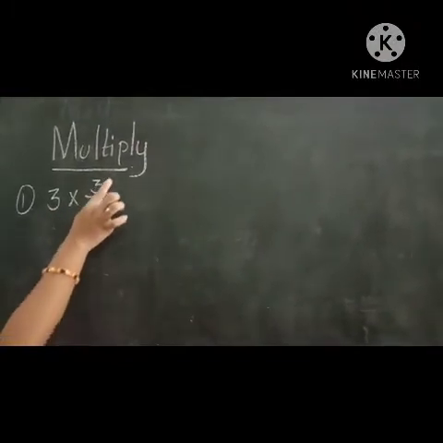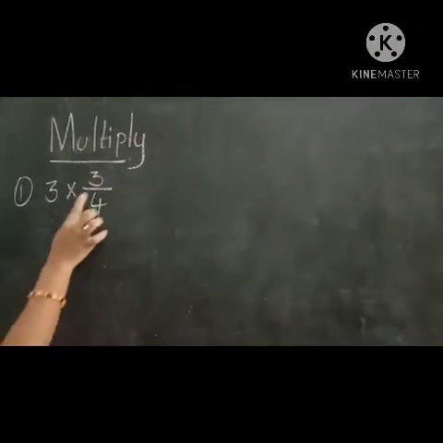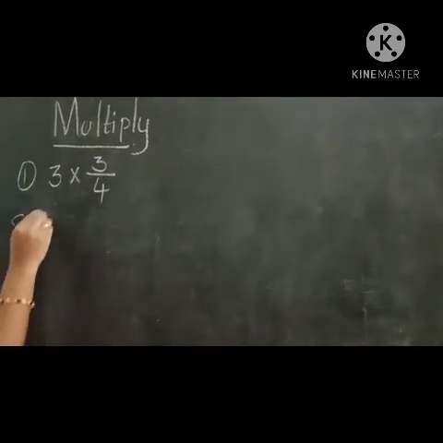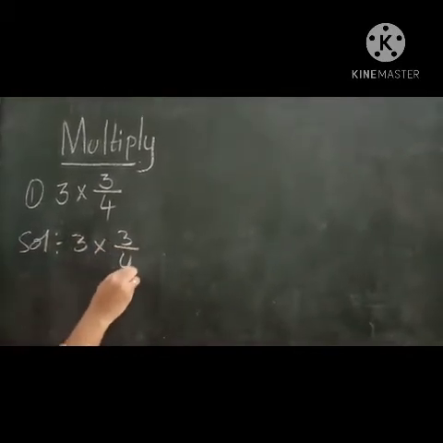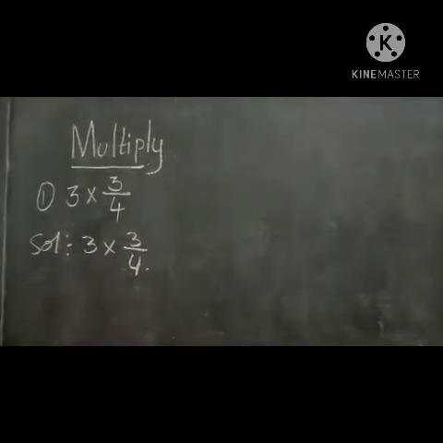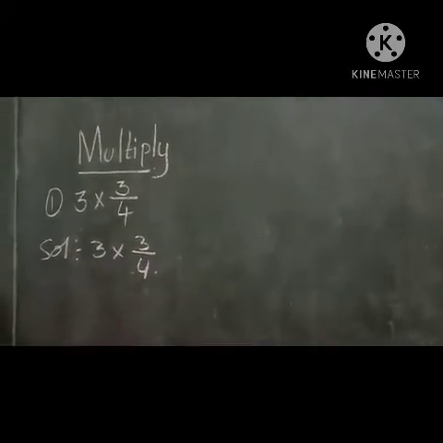3 into 3 by 4. Here, see the solution. What we have to do? 3 into 3 by 4. To multiply a fraction by a whole number, multiply its numerator by the whole number.